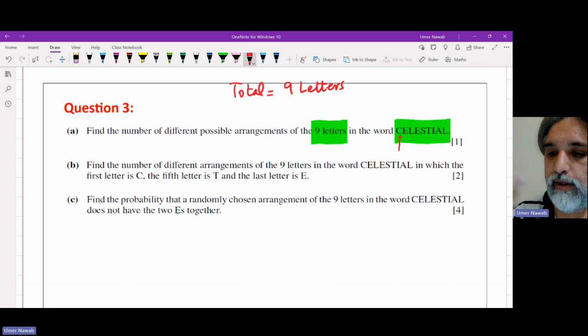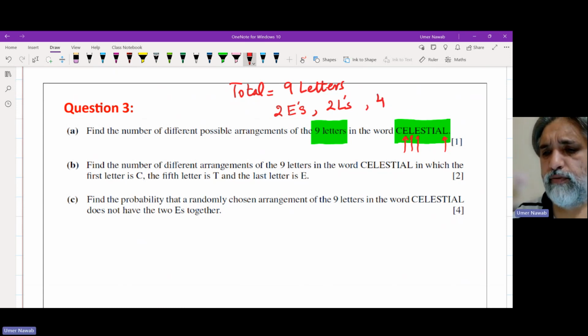Just see how many same letters we have. 2 E's. Do we get it? We have 2 E's. We have 2 L's. And 4 others. 4 others or 5 others? 5 others.